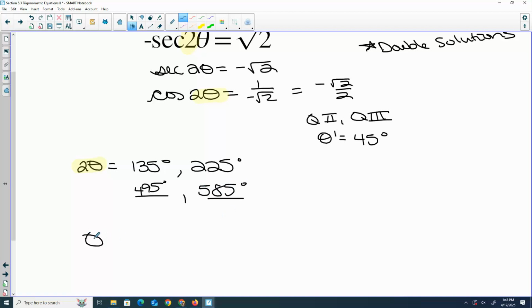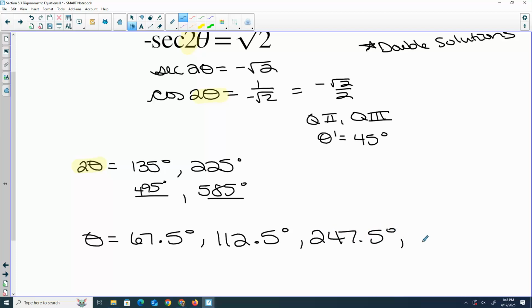So now to get our final answers, we just divide every one of those by 2. So 135 divided by 2 is 67.5. 225 divided by 2, 112.5. 495 divided by 2, 585 divided by 2.